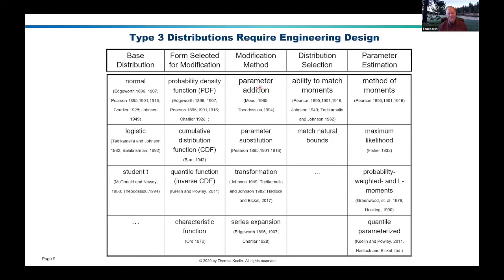How are you going to modify the parameters? He used transformation, but you could also add another parameter to a distribution. You could raise it to a power, for example. You could substitute parameters. How do you select a distribution once you have it? You could try to match moments, match natural bounds. How do you estimate the parameters? You can do it by method of moments, maximum likelihood, all the way down to quantile parameterized, which is what I like as a practitioner, because you parameterize just directly based on the data.